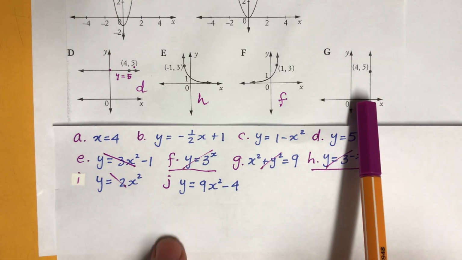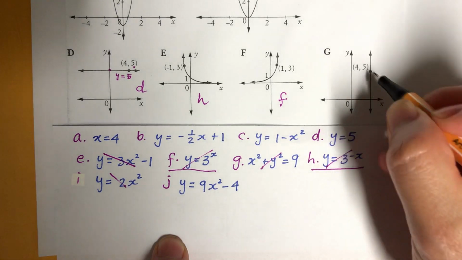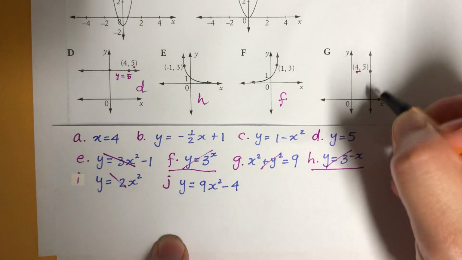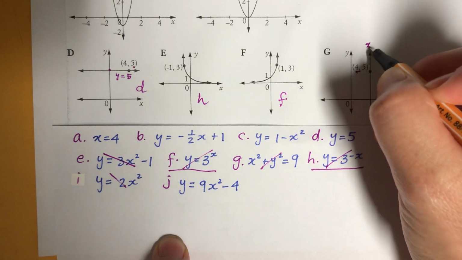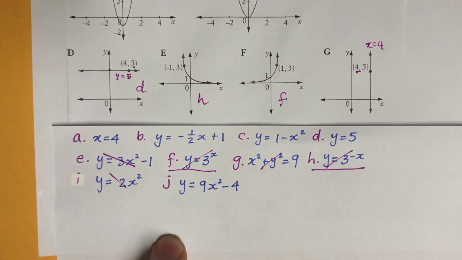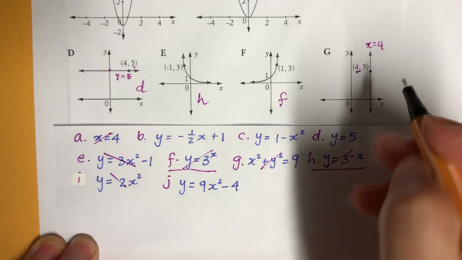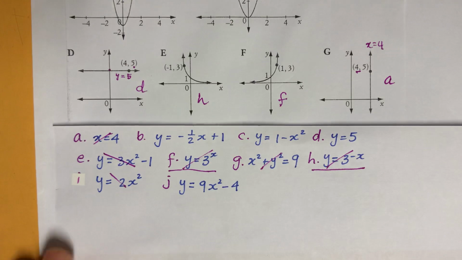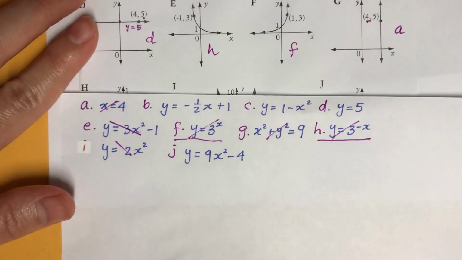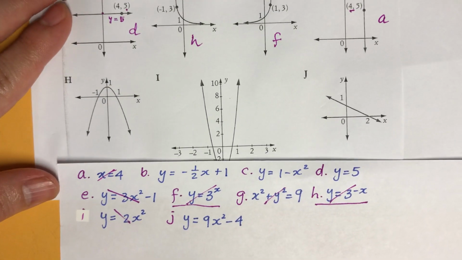And this one is a vertical line, which is going through x coordinates, so x equals 4. So which one has x equals 4? There you go, A. All right, so now next 3.